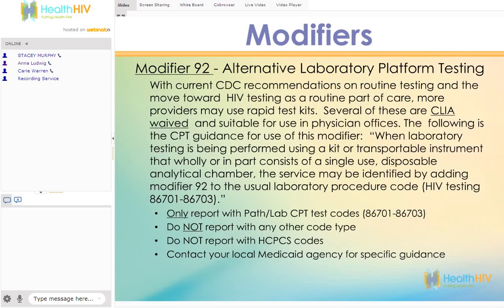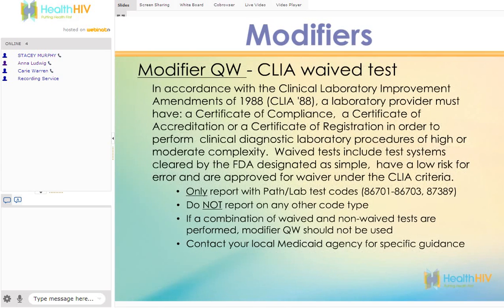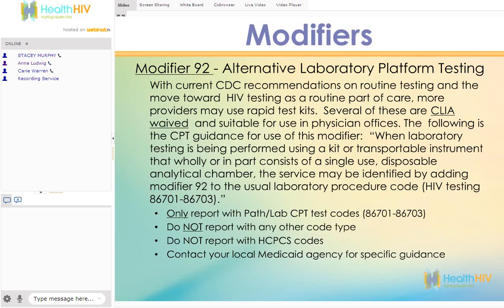There are 2 lab modifiers. The first one is modifier 92. The description is alternate lab platform testing, and it describes a CLIA-waived test. And the second modifier is QW, and it also describes a CLIA-waived test. So in terms of these 2 modifiers, you should follow up with your local state Medicaid agencies and your insurance carriers to find out which modifier they want you to use.